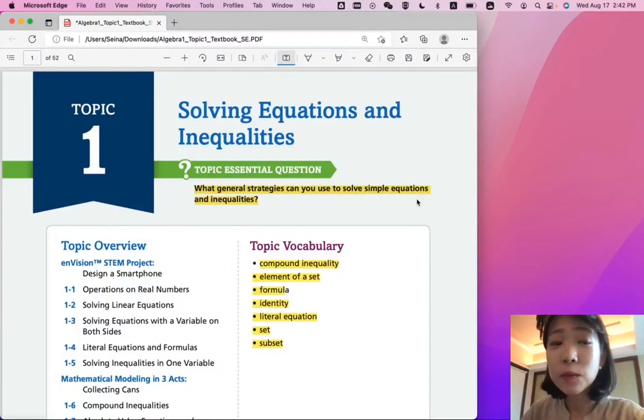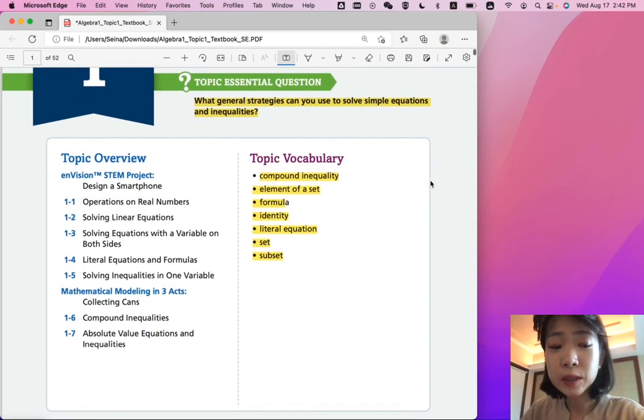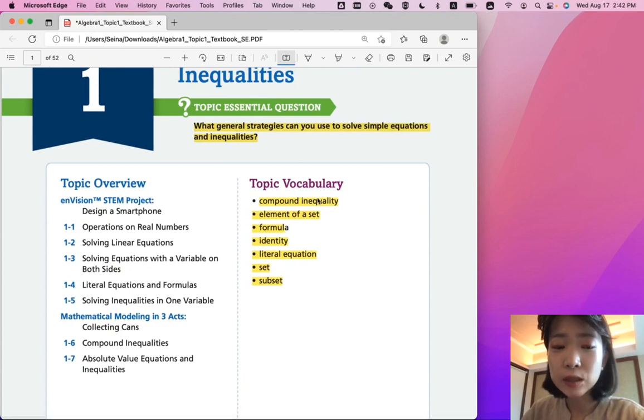Hi, this is Algebra 1, Topic 1, Solving Equations and Inequalities. In this topic, we'll think about the topic essential question: what general strategies can you use to solve simple equations and inequalities? If you look at the topic overview, you can see that there are 7 lessons total.